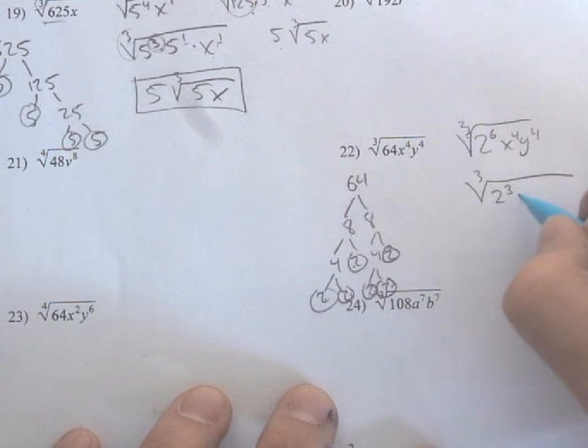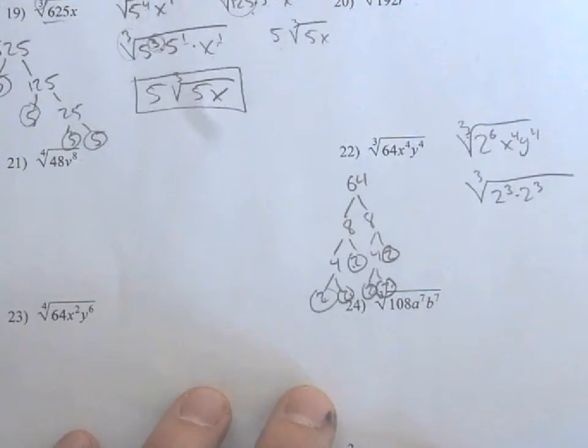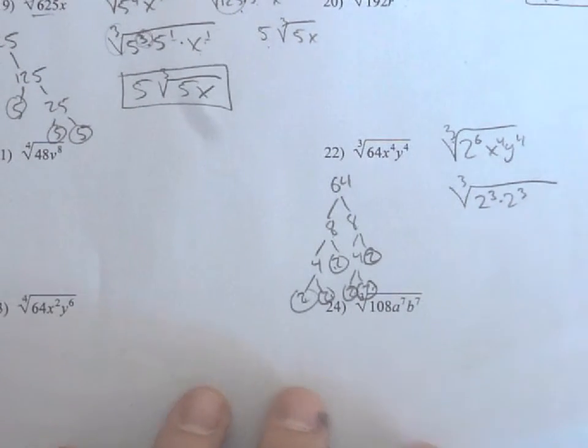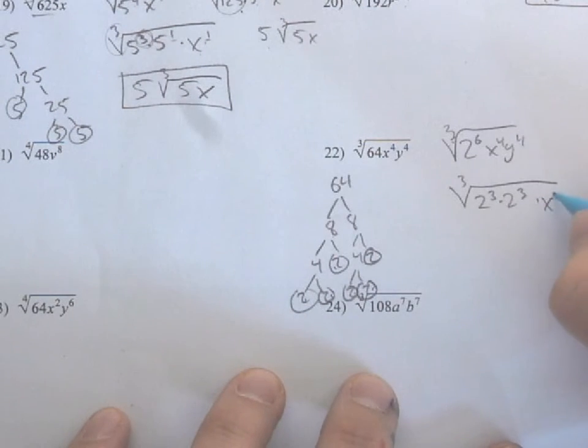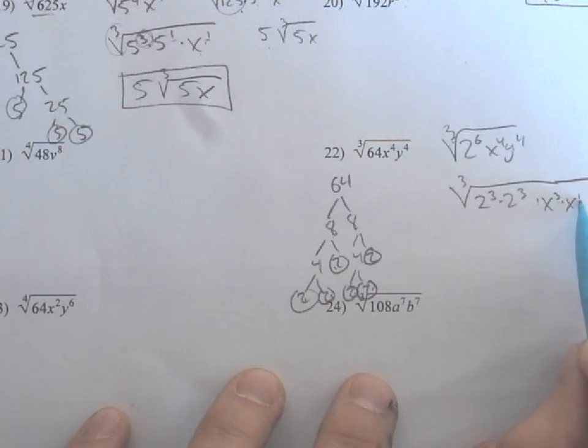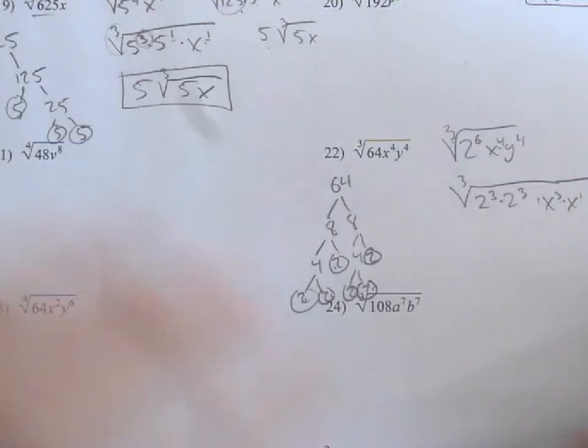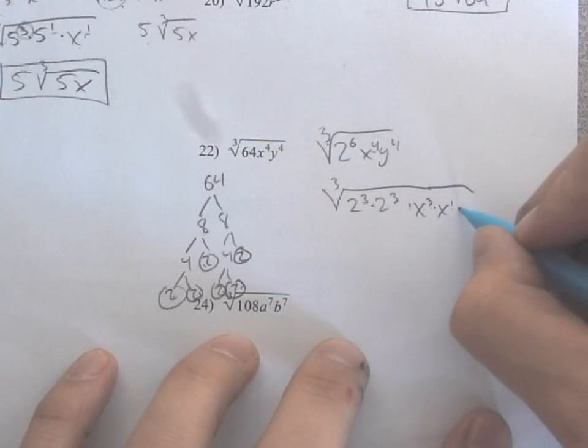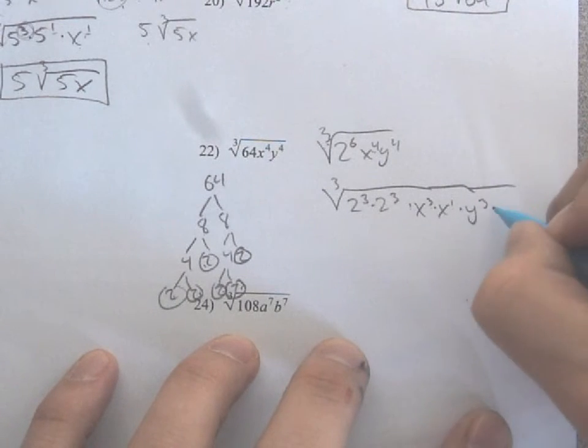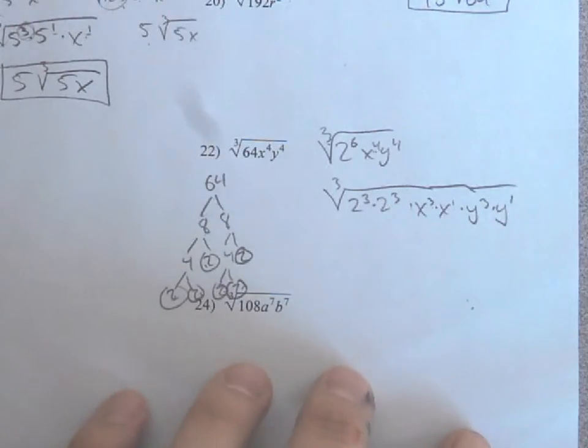So I can do 2 to the 3 times 2 to the 3. That's 2 to the 6th. That's cool. And then I have x to the 3 times x to the 1. 3 plus 1 is 4. So just splitting up those x's there. And then I'm also going to split up the y's. So y to the 3rd times y to the 1.